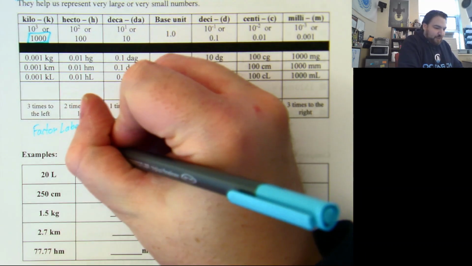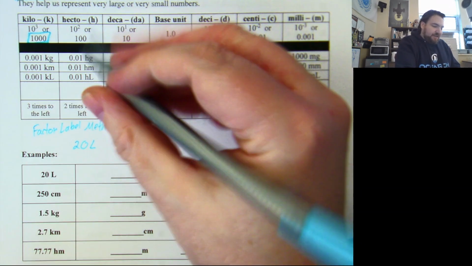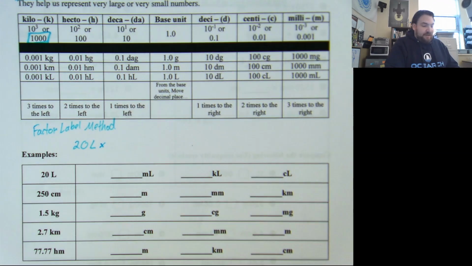Okay. 20 liters. I want to take my 20 liters and I want to convert that into milliliters, sorry. Some of you will be able to do this really easy in your head. You will recognize that, yes, there's 1,000 milliliters in a liter, so I'm just going to multiply this by 1,000. We're going to call it a day and move on. But I want to expose you to this other method here.